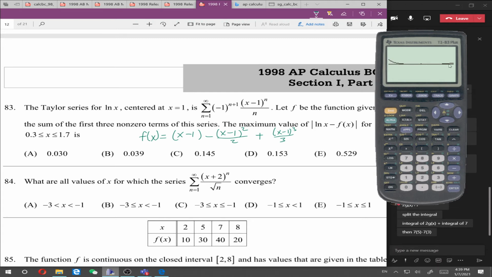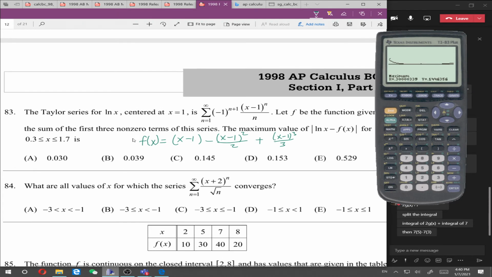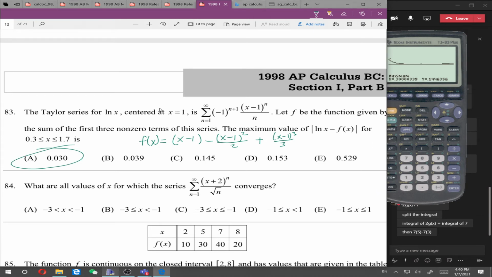Okay, general shape of this, it looks like we're concave up in the entire thing. If that's true, then my maximum is going to be our start point, but let's give it a shot. Calculate a maximum from 0.3 to 1.7. I'll guess in the middle and we'll see what happens. Okay, our maximum is the start point at 0.3. Lots of calculator stuff going on there, but any questions on what we did for 83?